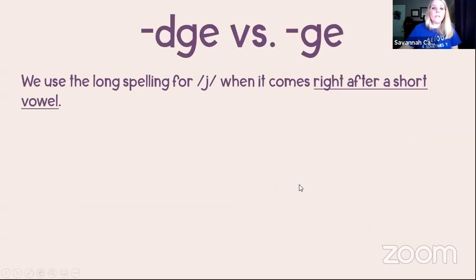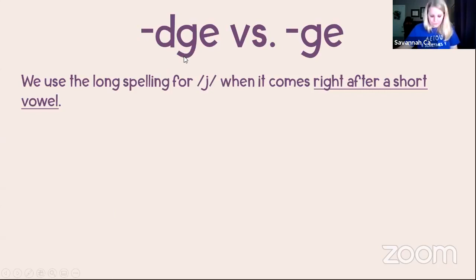All right, let's talk about DGE versus GE. Remember, we talked about how words in English can't end in I, U, V, or J. Well, we have to have something to represent the J sound. So we already know that we can make the J sound if we have a silent E on the end, right? Well, we also have another set of letters that can represent that sound, DGE.